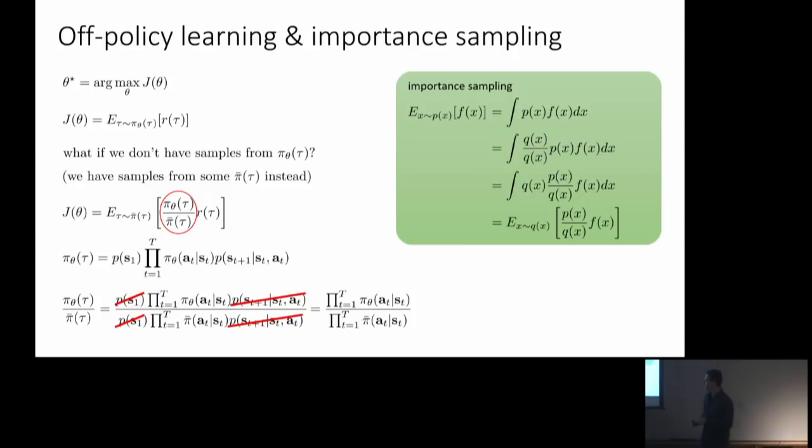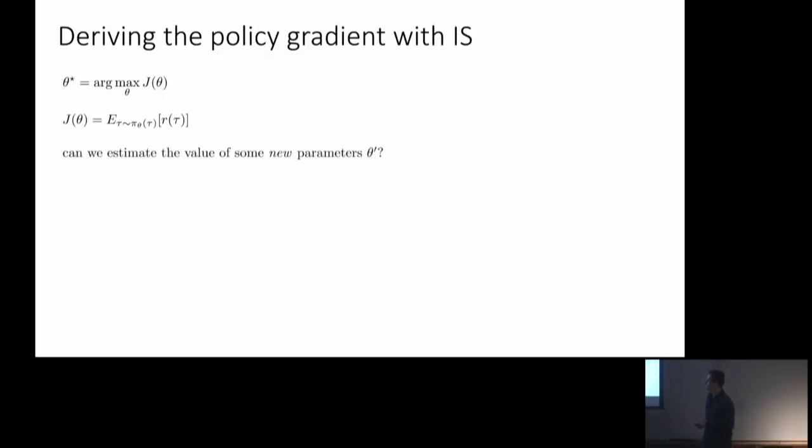So now I can actually express a policy gradient with importance sampling. So if I have samples from some distribution pi theta of tau, and I need to estimate the value for a new parameter vector theta prime.